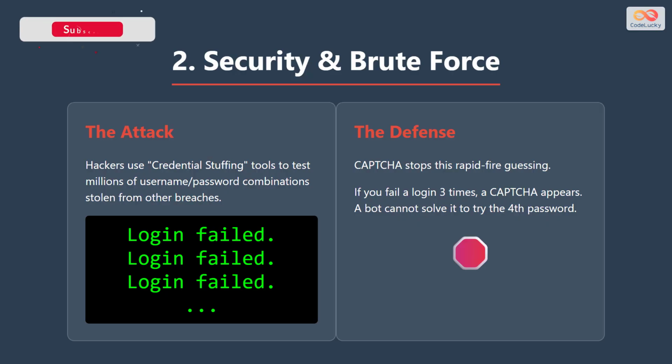The second major reason is security. Hackers use a technique called credential stuffing, where they take millions of leaked username and password combinations and try them on different websites. A CAPTCHA stops this cold. If a login page detects repeated failed attempts, it triggers a challenge. A bot cannot solve the puzzle, meaning it cannot continue guessing passwords at high speed.